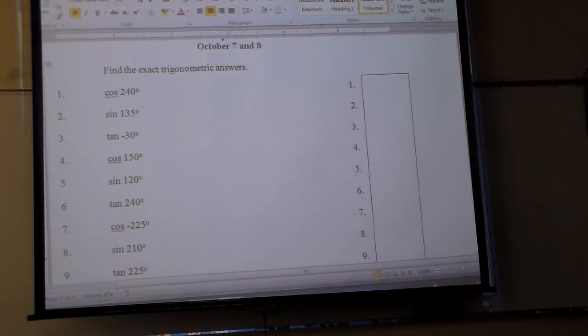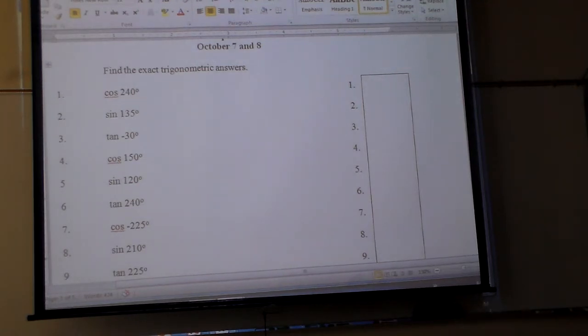Okay, this is the review for the test, October review day, 7th and 8th. The test will be on the 9th and 10th, and we want to find the exact trigonometric answers. Instead of using the unit circle, we're going to be using the chart. The first thing we're going to look at is that first problem.